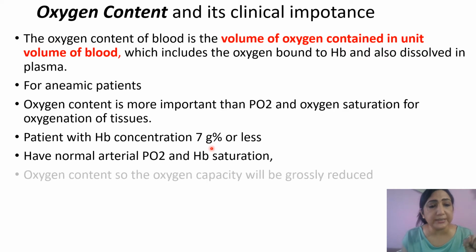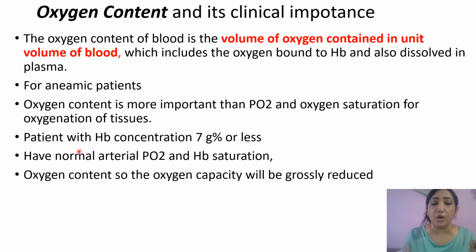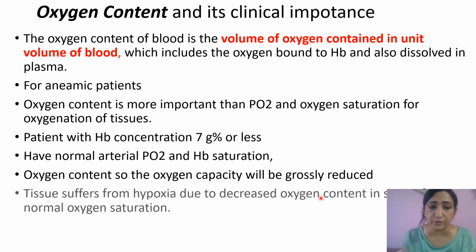So the oxygen content is grossly reduced in this anemic patient because the hemoglobin is less, that is 7 gram percent, and the oxygen content is bound to hemoglobin and also in the dissolved state. So the oxygen content in this anemic patient is grossly reduced and the tissue suffers from hypoxia. What is hypoxia? The decreased partial pressure of oxygen at the tissue level is called hypoxia.